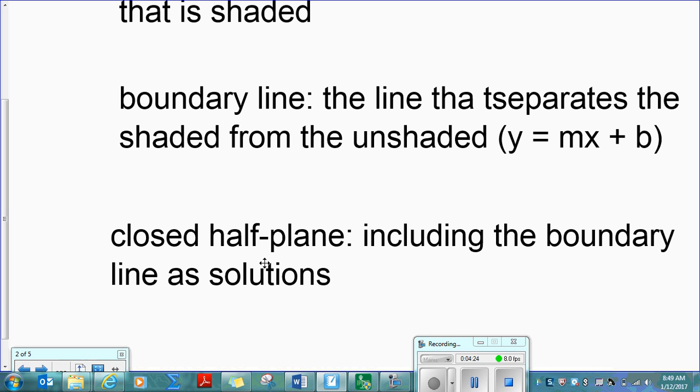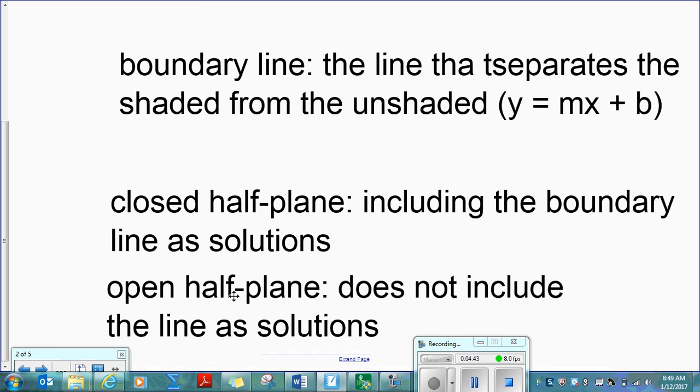By the way, when we shade that, the shading is to show all the possible solutions that would work for the inequality. So if we have a solid line, we are including all those points on that line to be solutions. That's why it would be closed, think of it like a fence. And then an open half plane does not include the line of solutions. So that would be like a dashed line, meaning all the points on that line are not solutions, because y can't equal them.